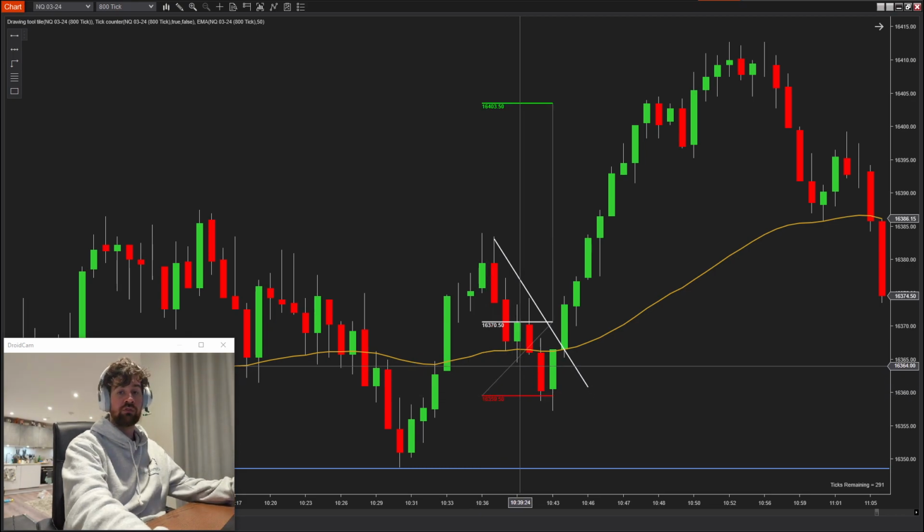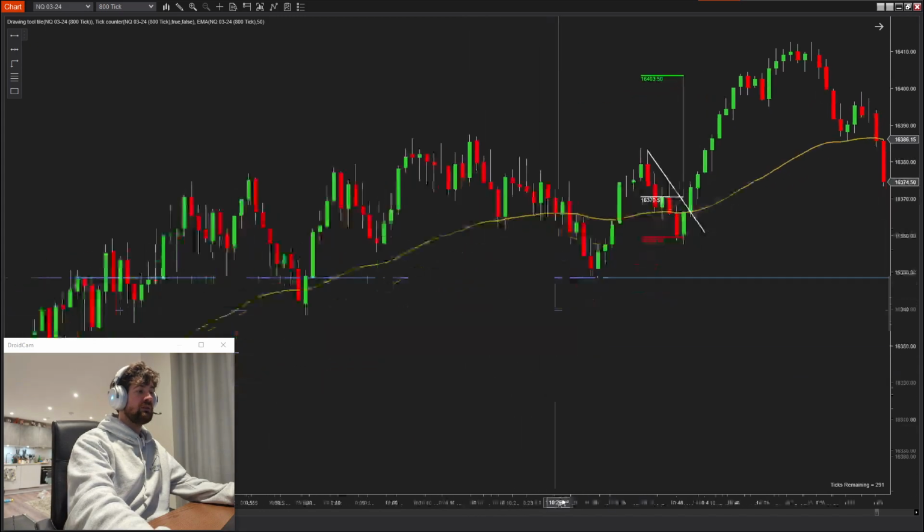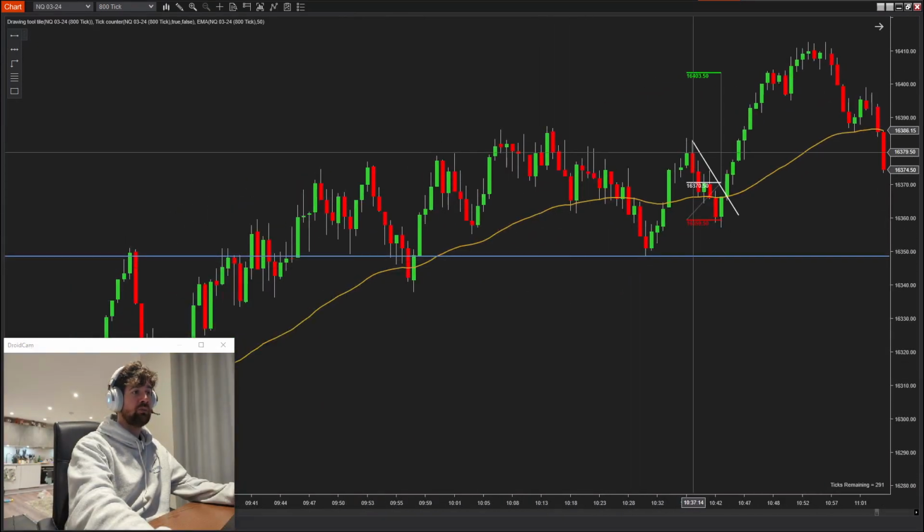So I've got an 11-point stop on the trade. We can see that we've ticked our boxes. We've held the area of support. We've come down, we haven't quite held the 50 EMA.